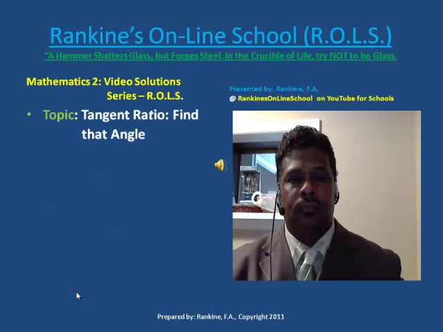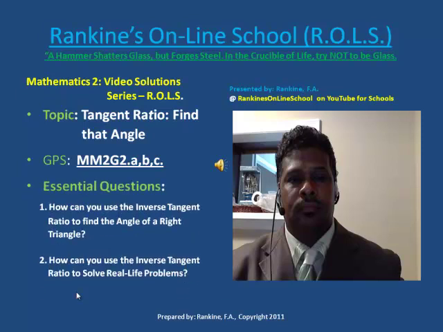In this presentation, we'll be looking at tangent ratio, find that angle. And the Georgia performance standards are MM2, G2.A, B, and C. With the essential questions driving our discussions being how can you use the inverse tangent ratio to find the angle of a right triangle, and how can you use the inverse tangent ratio to solve real-life problems.